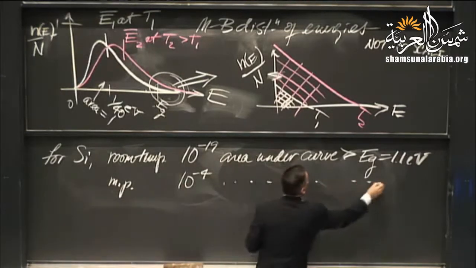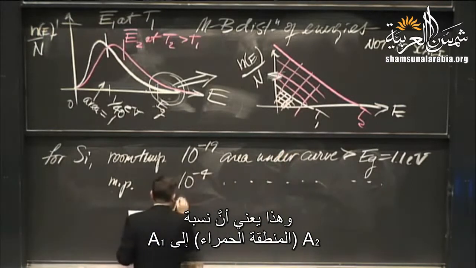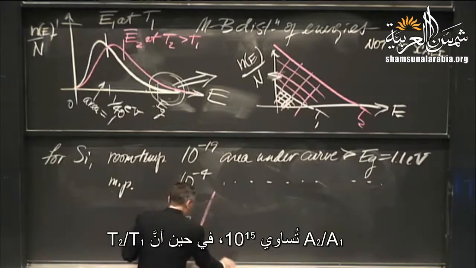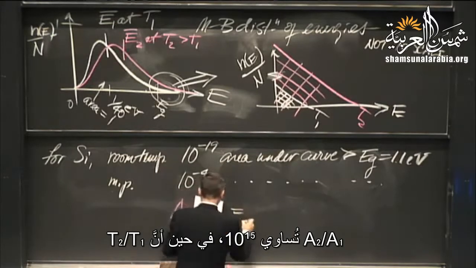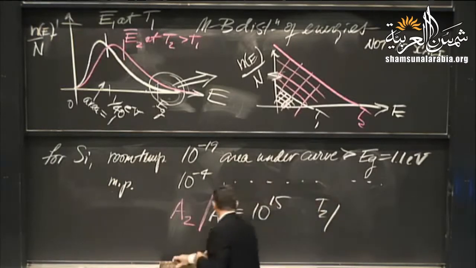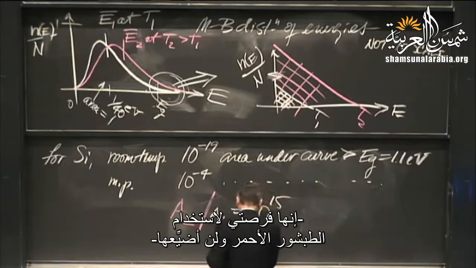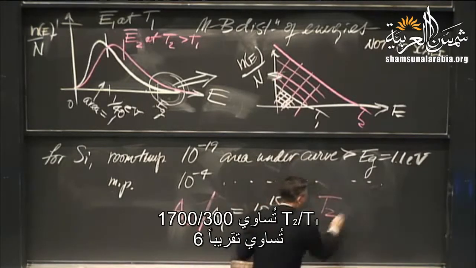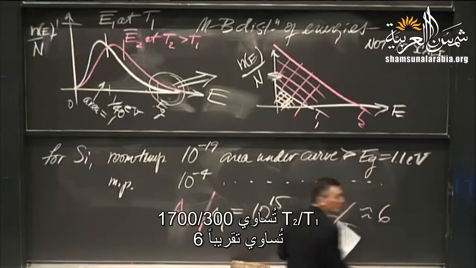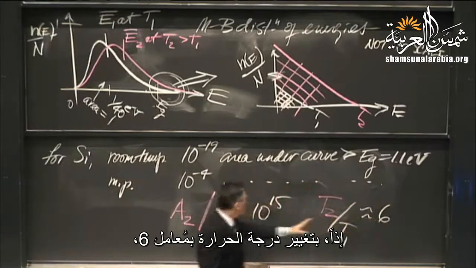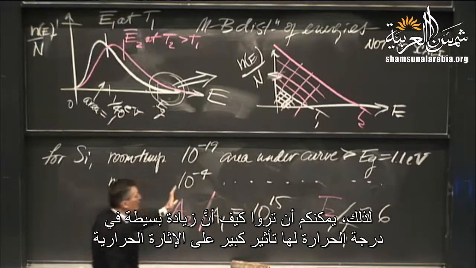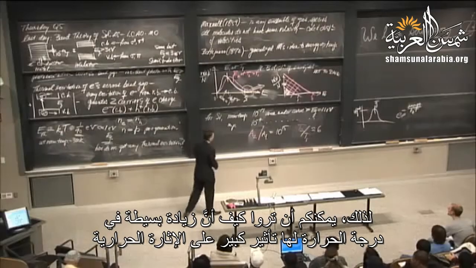So that means that the red area, A2, actually let's use red chalk so that everybody's in tune. A2 to A1 is equal to 10 to the 15. Whereas T2 over T1, oh, red chalk. It's my chance to use red chalk, and I'm not going to squander it. T2 divided by T1, it's about 1700 Kelvin divided by 300 Kelvin, which is about 6. So for a change in temperature by a factor of 6, I get a change in population of 10 to the 15. So you can see how modest increases in temperature have a huge impact on thermal excitation.